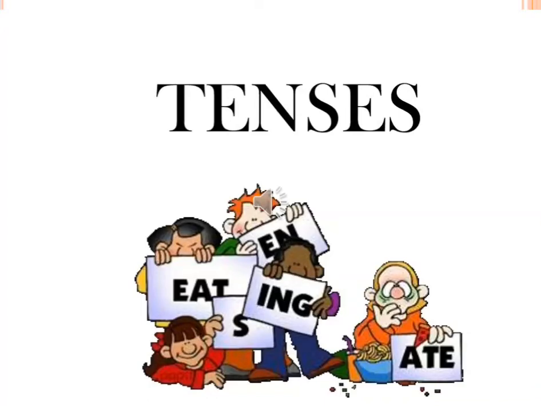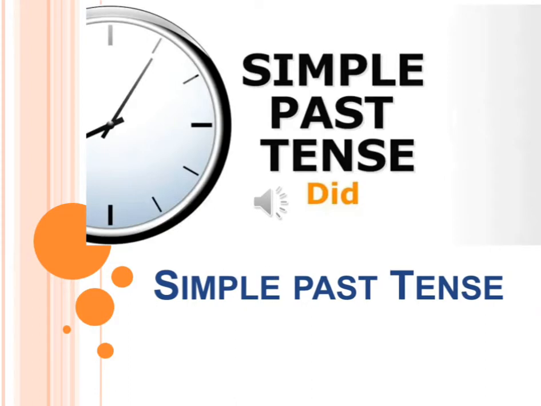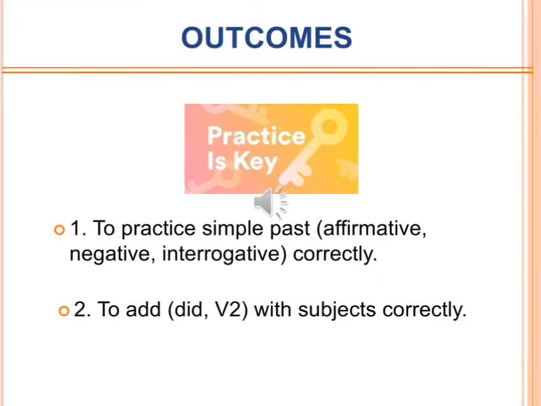Tenses. Simple past tense. Did. Outcomes: 1. To practice simple past, affirmative, negative, interrogative correctly. 2. To add did plus verb to with subjects correctly.